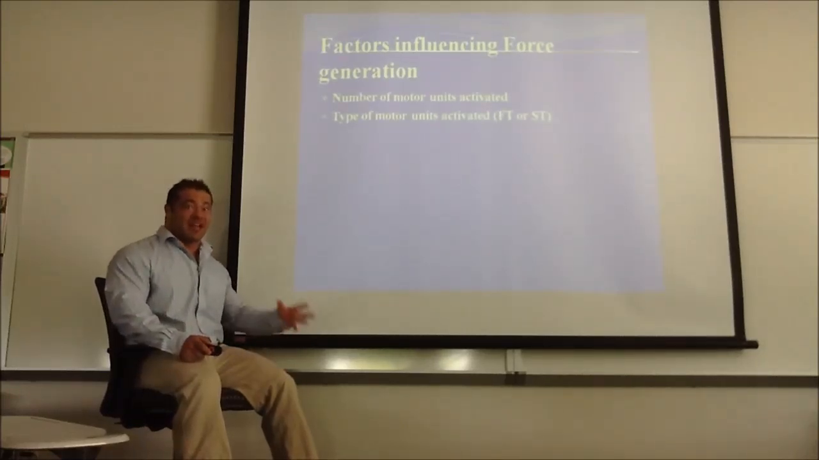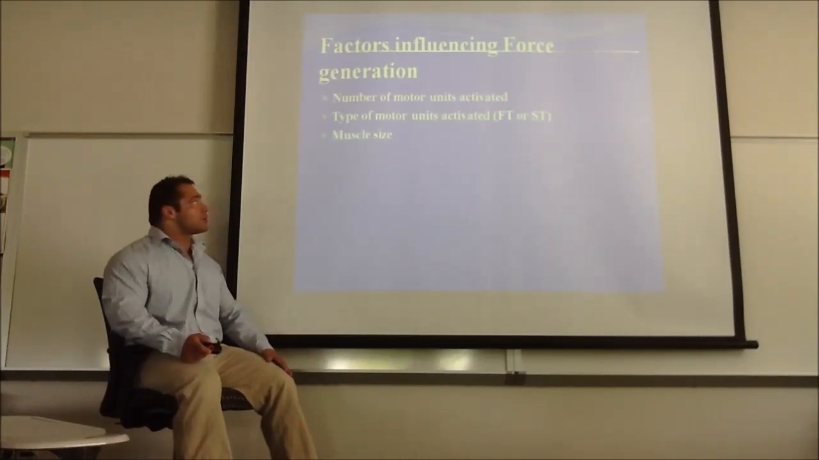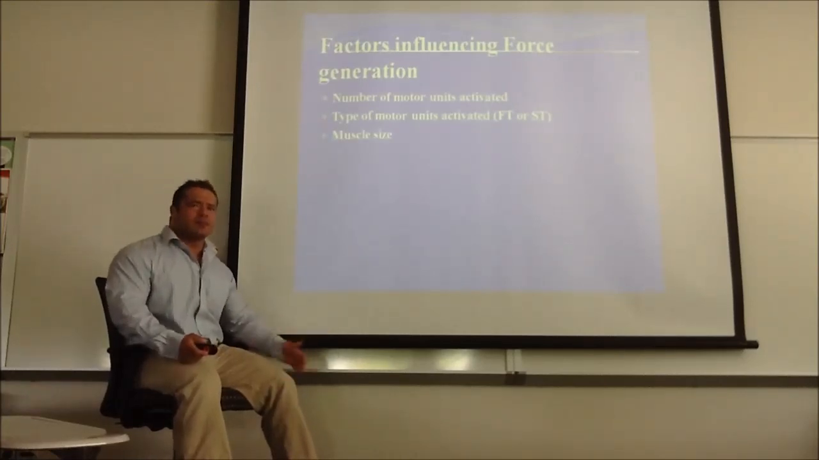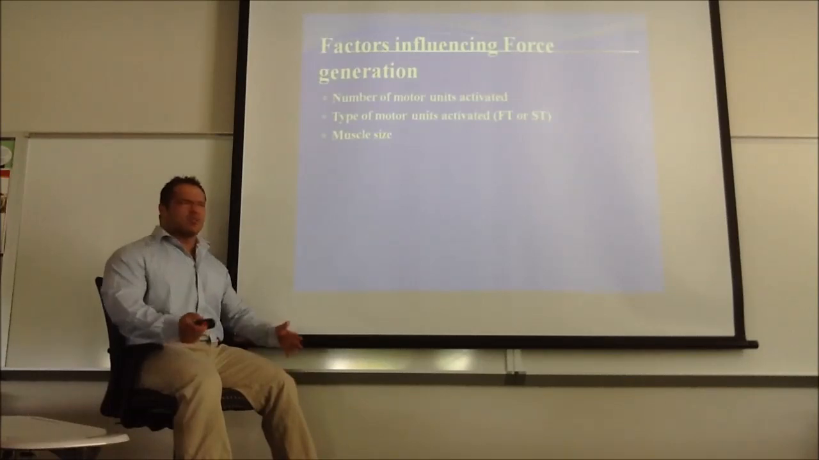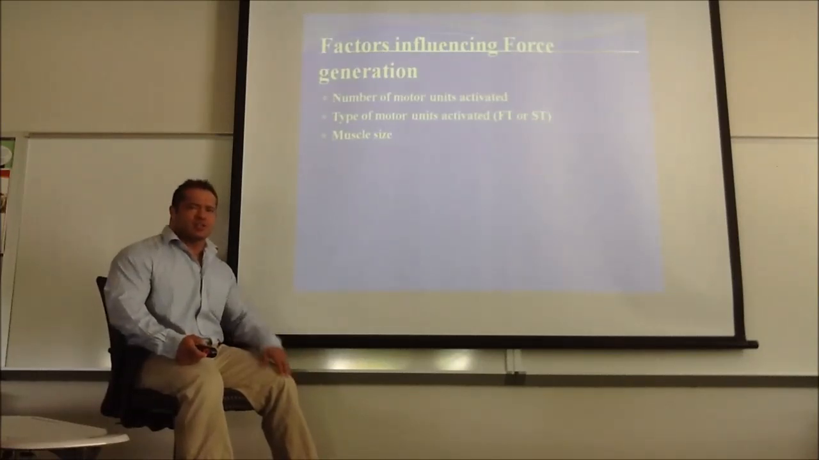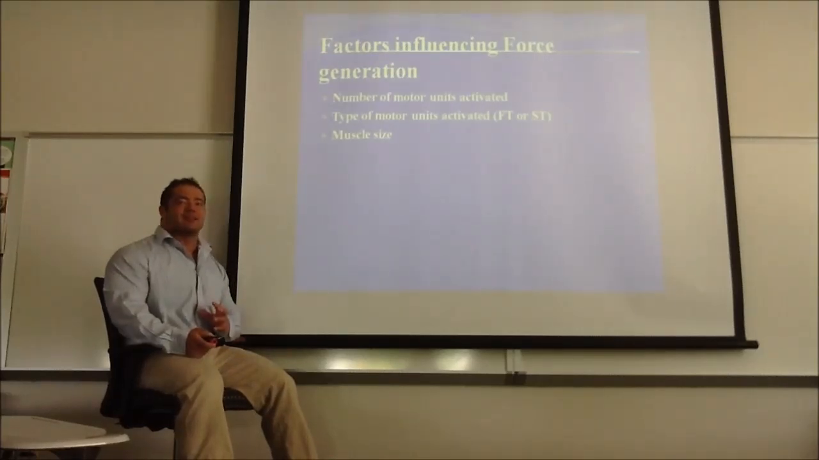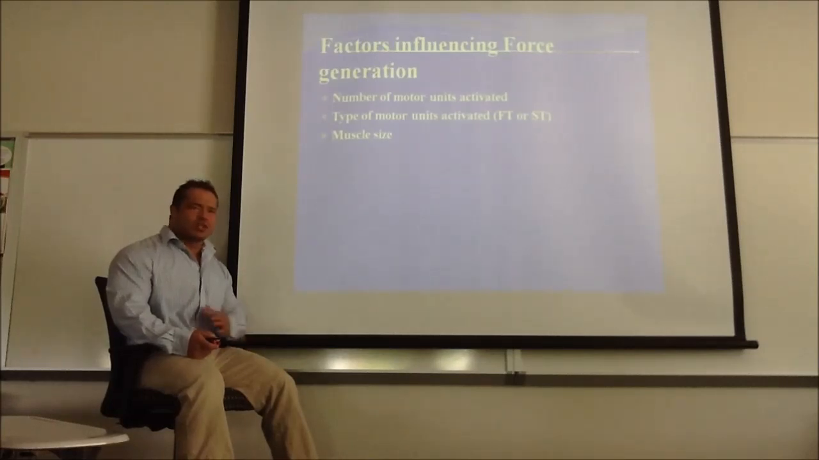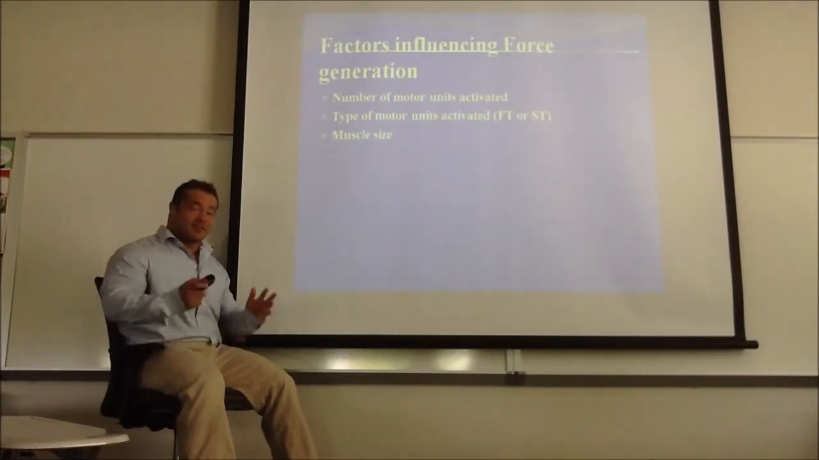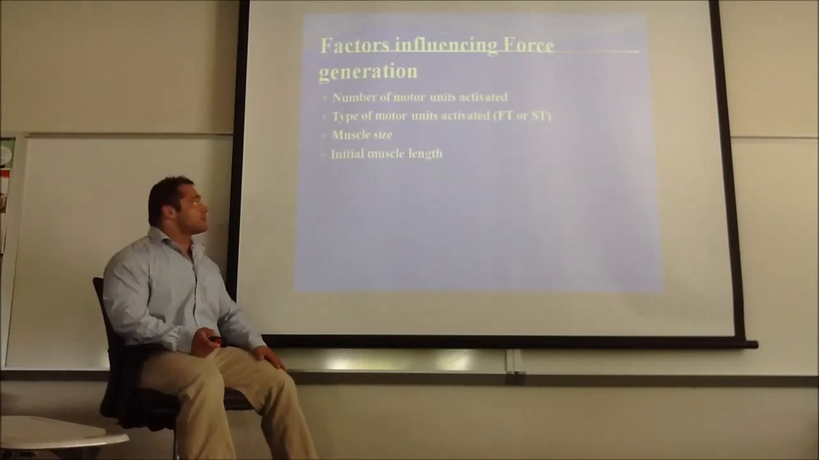If you activate the big fast twitch motor units, you're going to produce a lot more force. Muscle size, probably the biggest determinant of force. How do you check in the street if you're walking around and someone asks you, hey, is that person strong or not? What's the first thing you look at? Well, are they muscular? If they're muscular, they're probably strong, because muscle cross-sectional area literally has the actin and myosin to produce force. So fast twitch, slow twitch fiber, that's all secondary. If you have a big muscle, it's going to produce a lot of force.